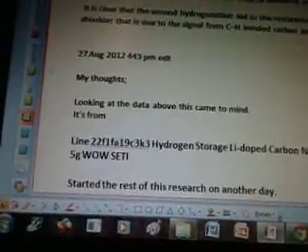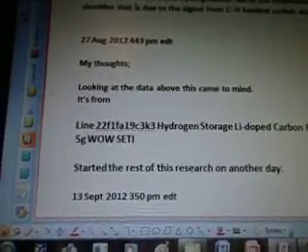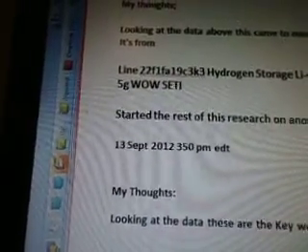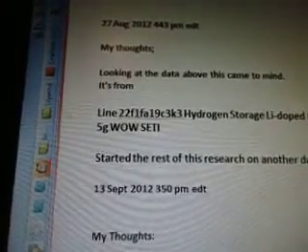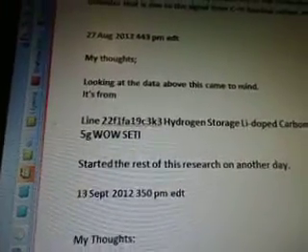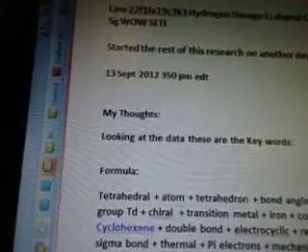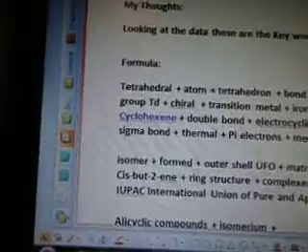Just an observation here. August 27th was when I was working on this particular data, and today is September 13th. My thoughts. Looking at the data above, this came to mind. It's from line 22, F1fa19c3k11. So this data, I did a cross-reference. Hydrogen storage, Li-doped carbon nanotubes, 5G Wow Seti. So that's the title of the video. Started the rest of the research on another day, as you can see, September 13th.